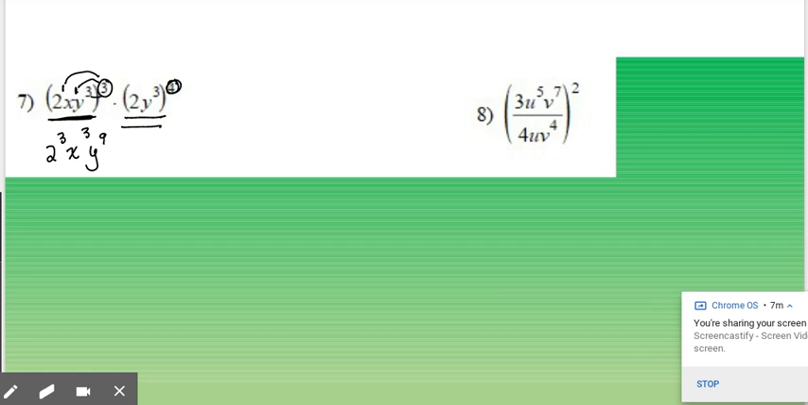And I'm going to move on to the second one. Remember, for this 2, it's also 2 to the 1st. So I have 1 times 4 is 4. So I have 2 to the 4th. And for the y, 3 times 4 is 12.